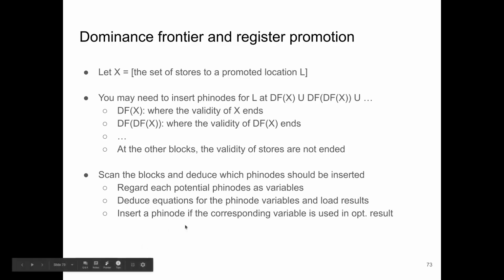And the final step is to insert phi nodes only if the corresponding variable is used for the optimization results. If a load result is replaced with a phi node variable, then the corresponding phi node should actually be inserted, and then use the phi node as the replacement of the load result. So that is basically the high-level idea of how to use this dominance frontier in the register promotion optimization.